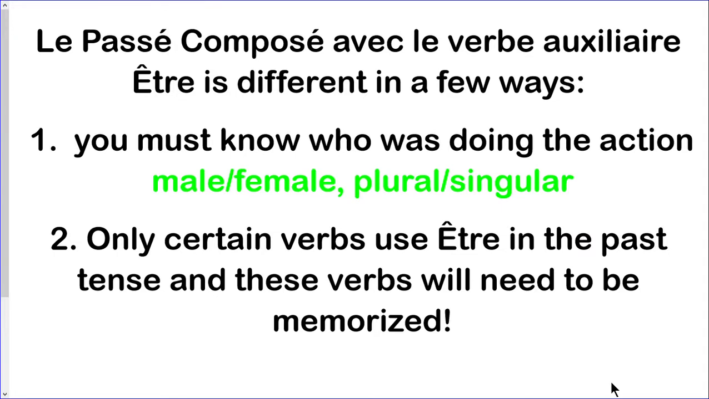Le passé composé avec l'auxiliaire être is different in a few ways. Number 1, most notably, you must know who was doing the action: male, female, plural, and singular. And number 2, only certain verbs use être in the past tense, and these verbs will need to be memorized. There's just a few of them. There's 16, and they have to be memorized.